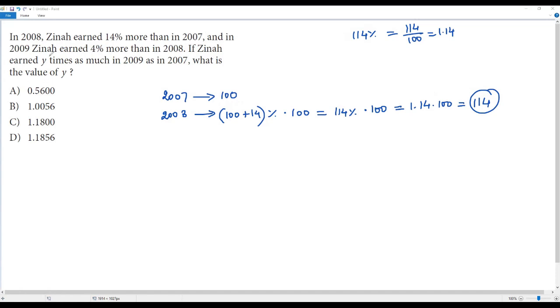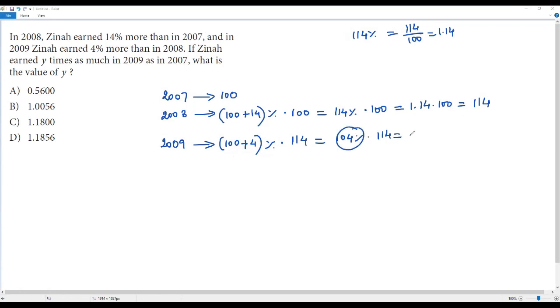Now we can use this information to get the earning for 2009. Let me write over here. For the year 2009, Zinah earned 4% more than in 2008. So we have to increase the earning of 2008 by 4% to get the earning for 2009. Since we increase by 4%, we have to add 4 to 100. Then we take that percentage times the earning of 2008, that is 114. When we simplify this, I'm getting 104% times 114.